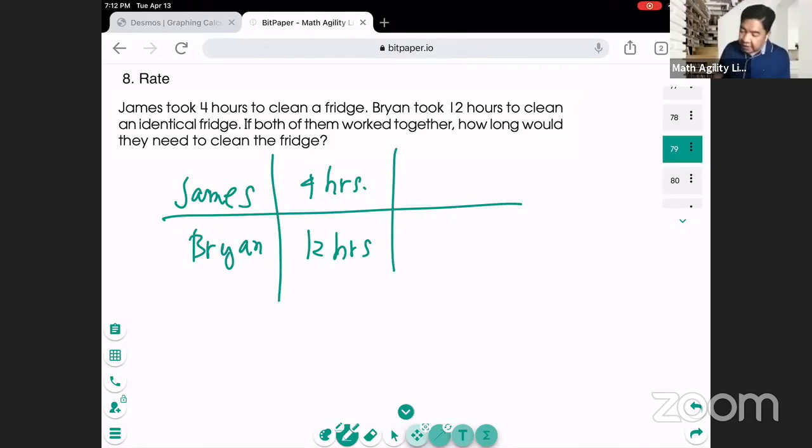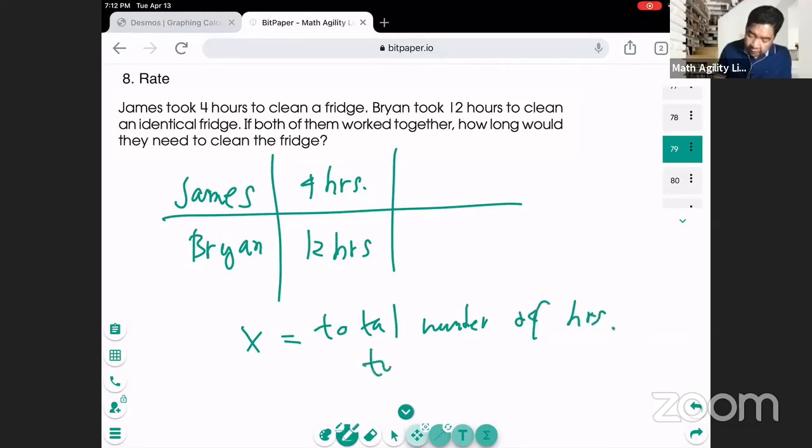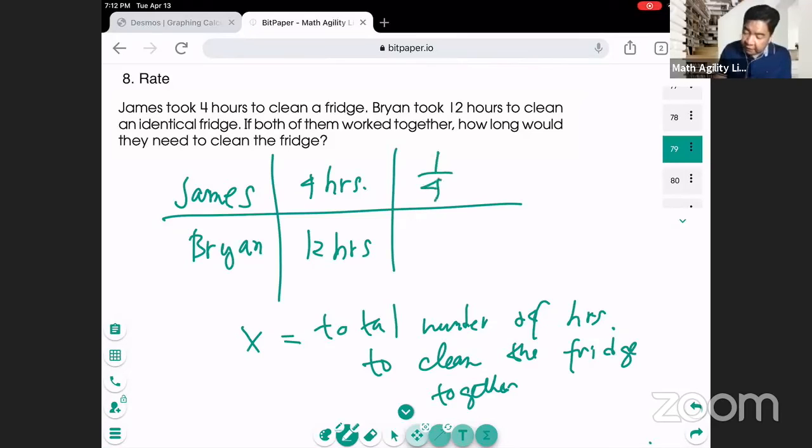So let's say x would be the total number of hours to clean the fridge together, by James and Brian. Okay, so this means that this would be 1/4 of x, right? And this means that 1/12 of x.